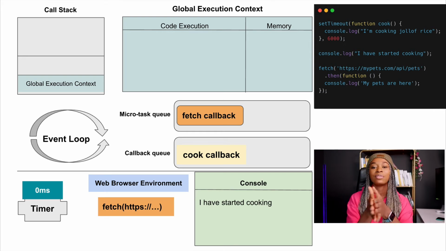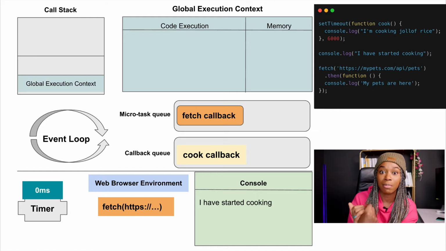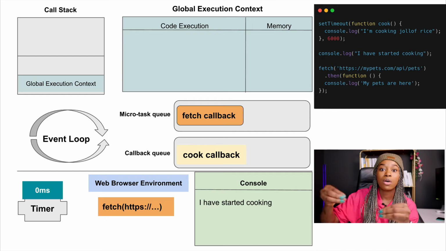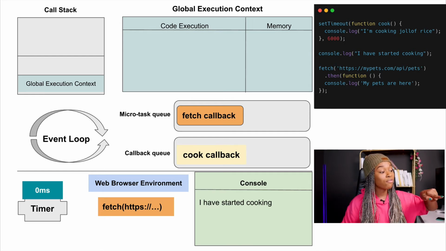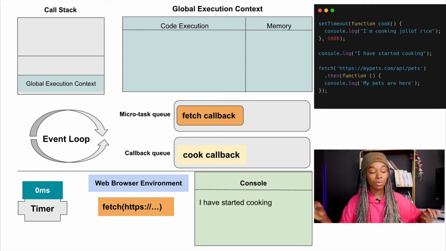So if we have 10 callback functions or 50, I don't know how possible that is, but if we have 10 callback functions, for example, in the microtask queue and one callback function in the callback queue, the 10 callback functions in the microtask queue will all get executed. They will all get moved to the call stack one after the other before the one in the callback queue will move to the call stack. That's just how it works.